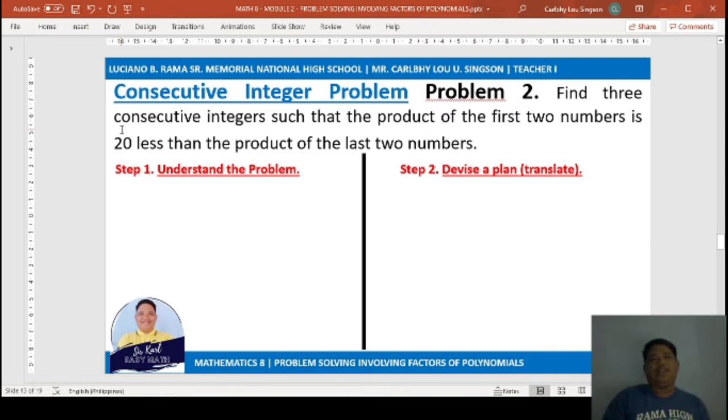All right, problem number 2, consecutive integer problem. So step 1, understand the problem. In the problem, we need to find 3 consecutive integers. How would we try to understand that one? We could just let x be the first of the consecutive integers. Let x be the first number, and x plus 1 would be our second number.